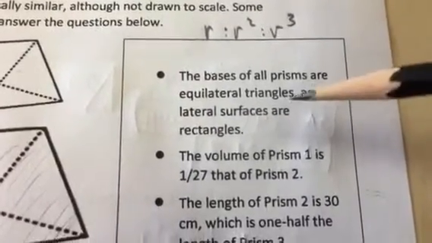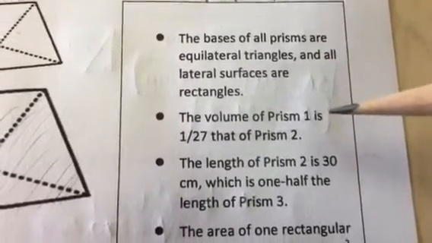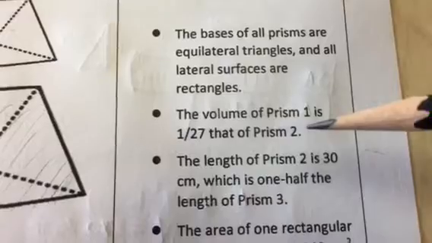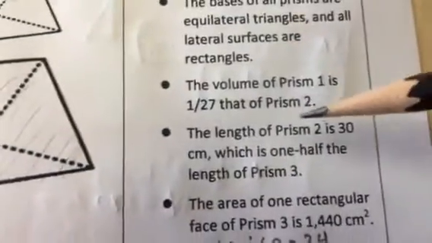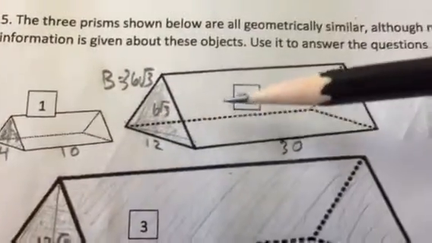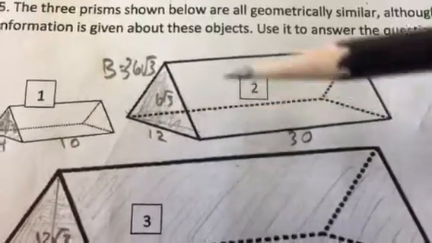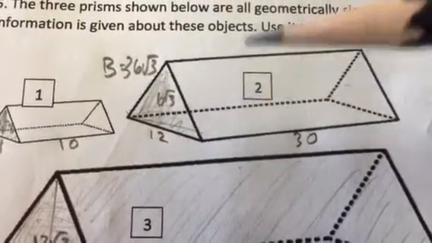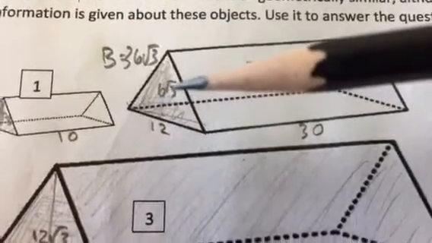Anyway, the bases of the prisms are all equilateral triangles, and the lateral surfaces are rectangles. The volume of prism 1 is 1/27th that of prism 2. So the volume of prism 2 is 27 times the volume of prism 1. Okay, that gives you an idea there, right? If it's 27 times the volume of this little one here, that's the ratio, 27 to 1. You can take the cube root of 27, which is 3, and that will be the ratio of their lengths.